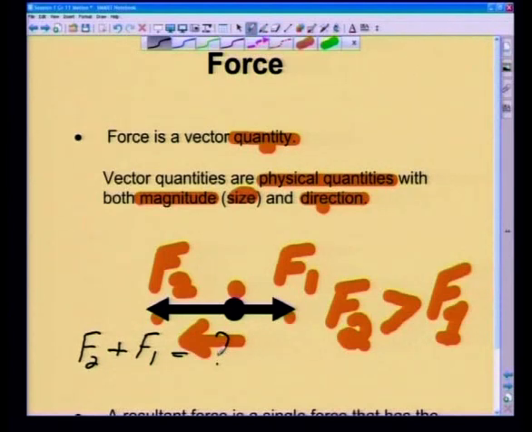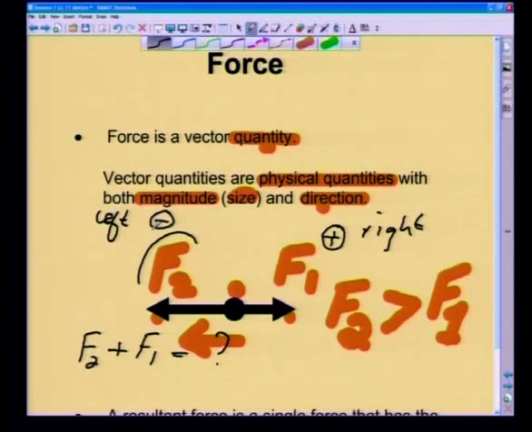Now, we need to assign direction to this. You heard me saying that F1 is acting to the right, and F2 is acting to the left. It means that we can use signs to show our directions, to differentiate between right and left. So we have used a minus for left, and plus for right.